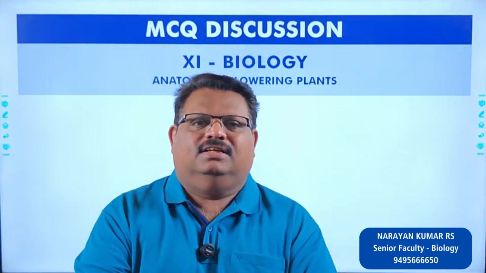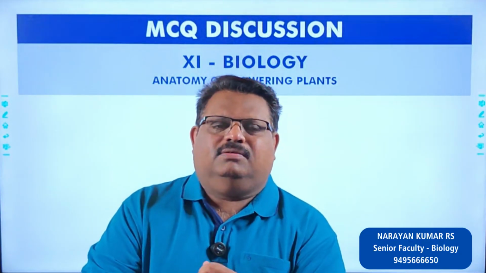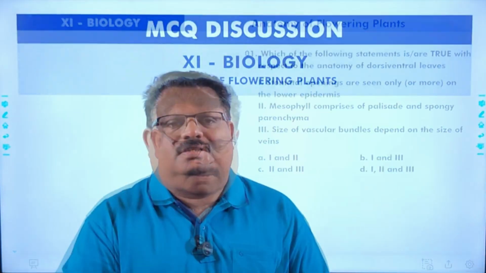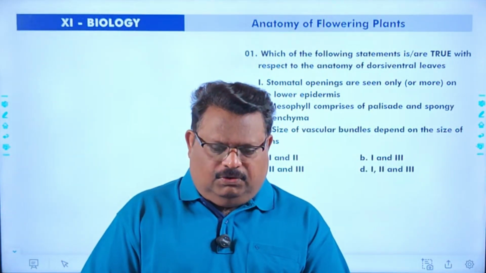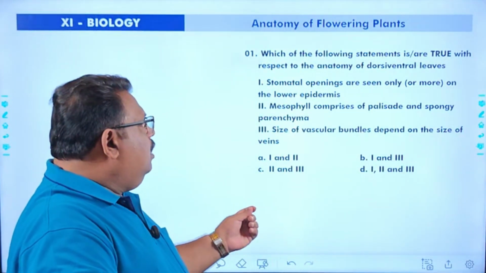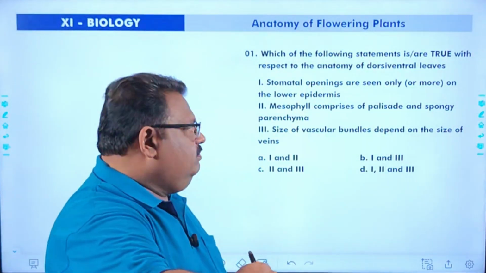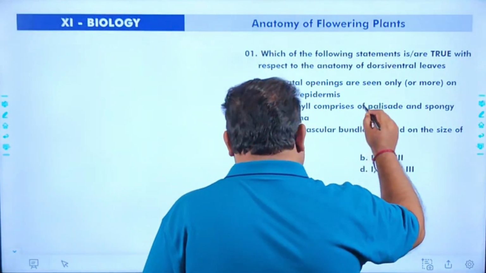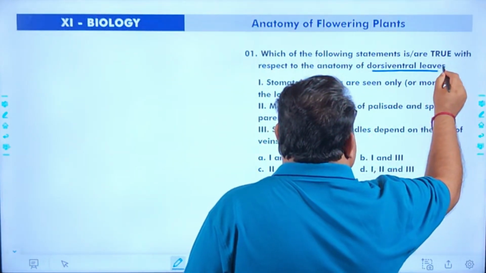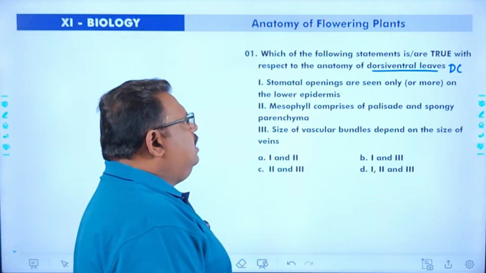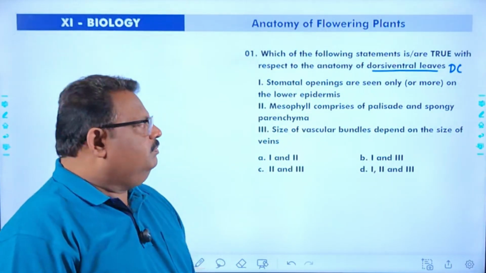Hello dear students. Today we are going to discuss some very important questions from the chapter Anatomy of Flowering Plants. The first question: which of the following statements is or are true with respect to the anatomy of a dorsiventral leaf? So what is a dorsiventral leaf? Dorsiventral means dicot leaves. Dicot leaves are otherwise called dorsiventral leaves.